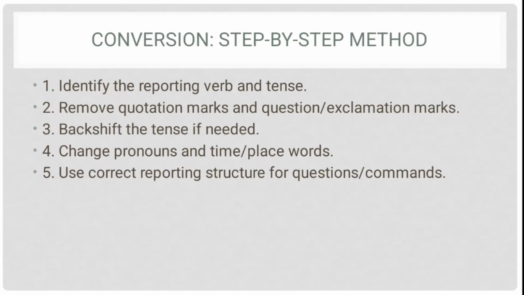Conversion step by step. To convert direct speech into indirect speech, follow these main steps. First, identify the reporting verb and its tense. Second, remove quotation marks. Third, change the tense if necessary. Fourth, change pronouns and time or place words. Finally, use the correct structure for questions or commands.